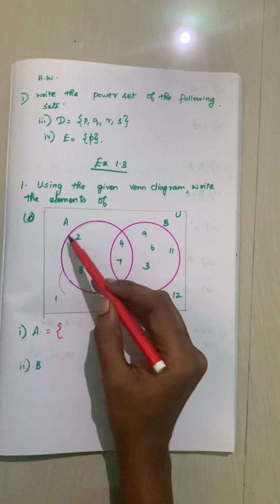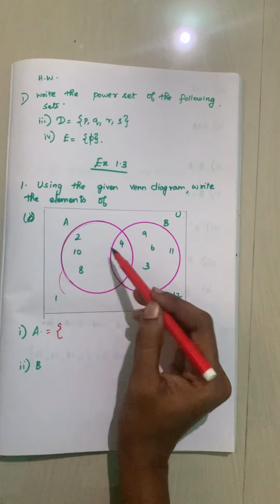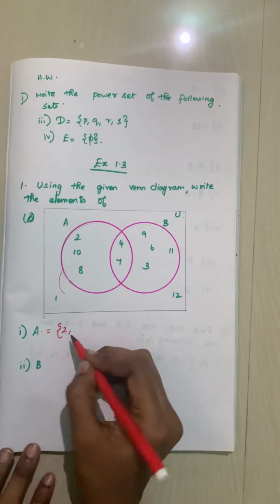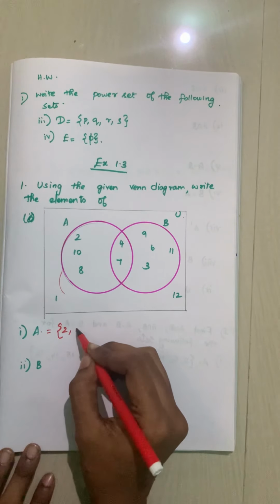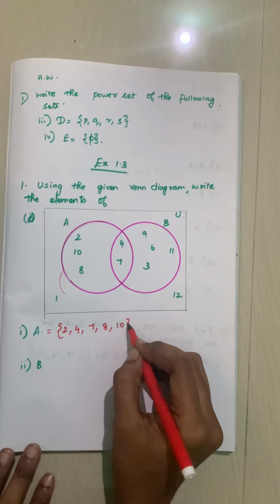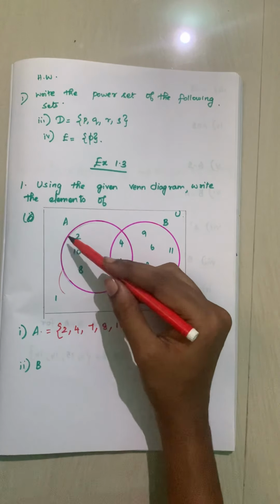In the first circle, what are the elements? 2, 4, 7, 8, 10. So write all the elements. That is the A elements. Write in ascending order: 2, 4, 7, 8 and 10. The first circle fully represents the A.